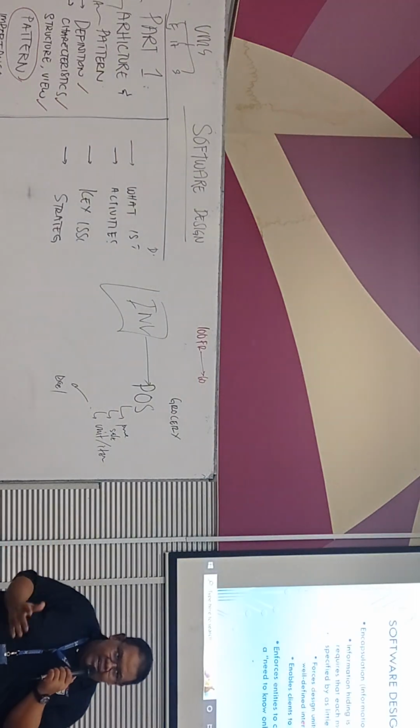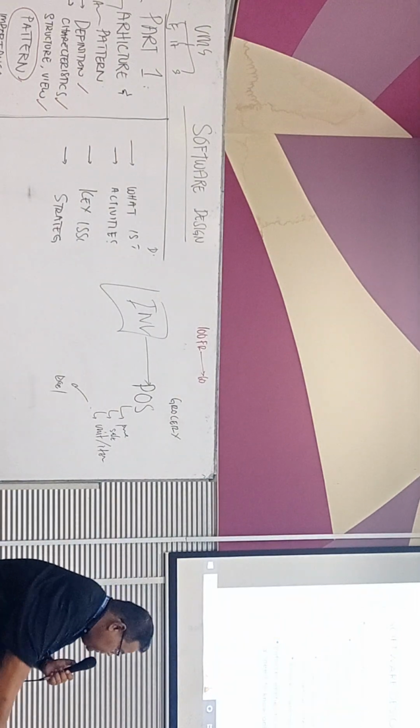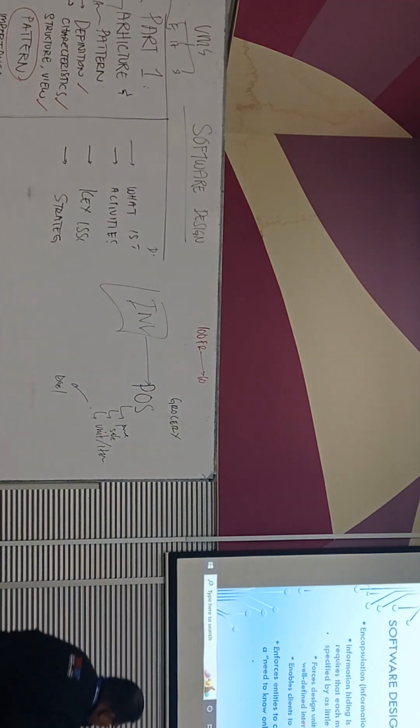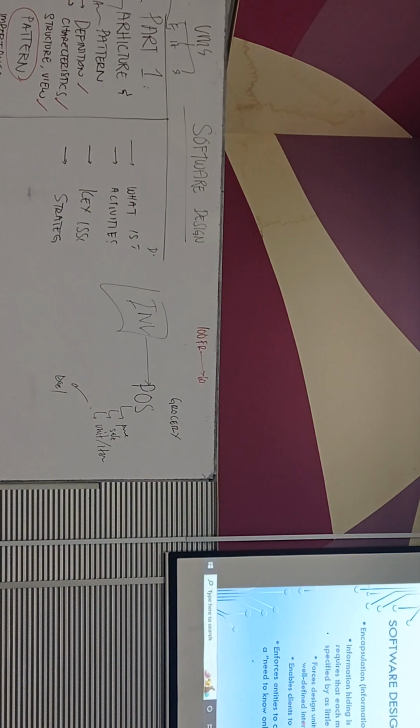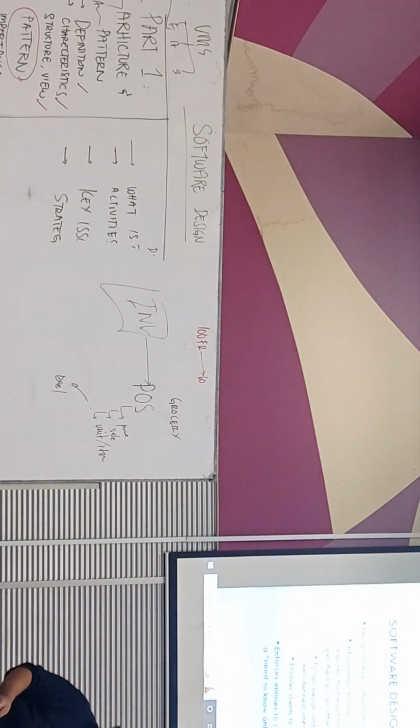Encapsulation: always hide the detail. For example, when you are describing the architecture, the only thing that you need to show is just the component. You don't need to show what is inside the component because that will go to another chapter of discussion. So that's what we mean by encapsulation and information hiding.